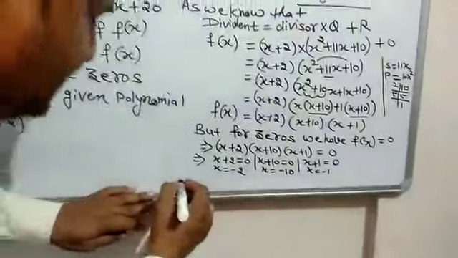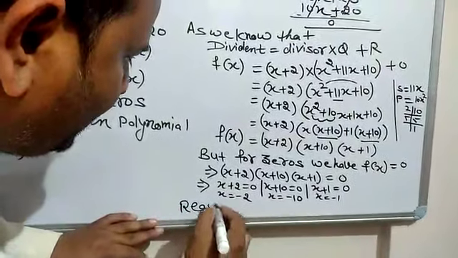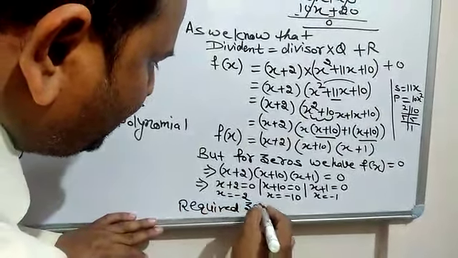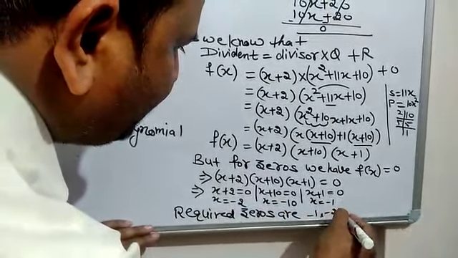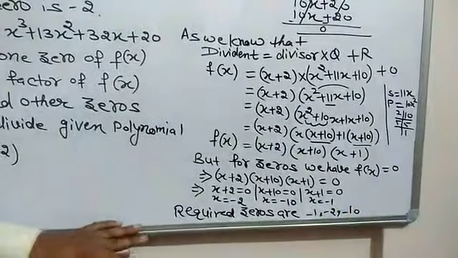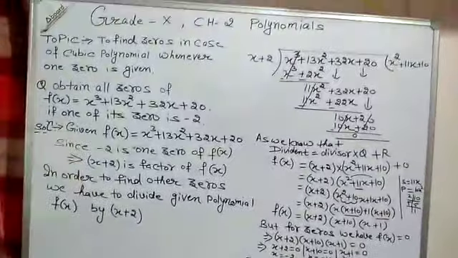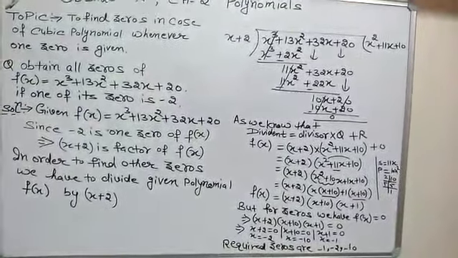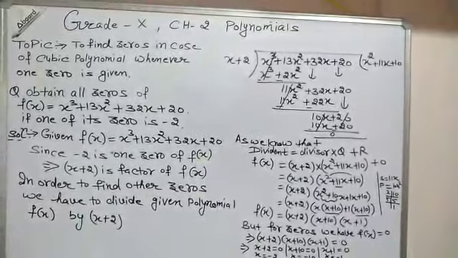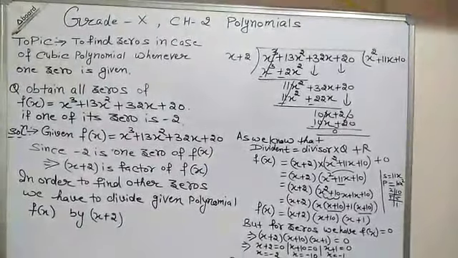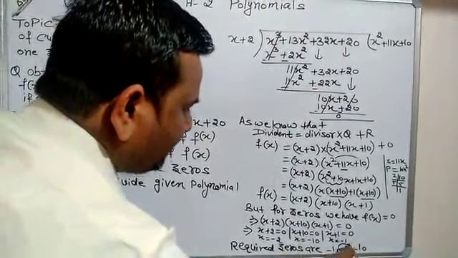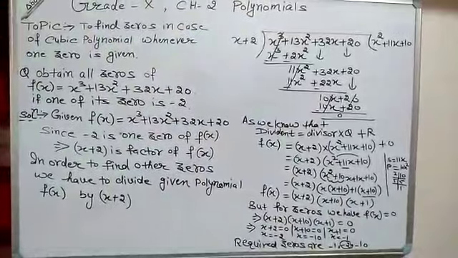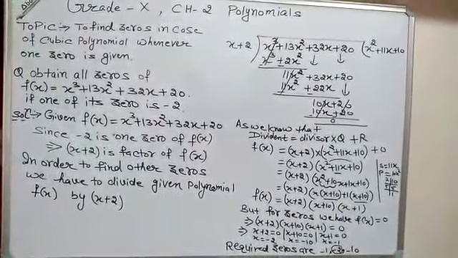So our required zeros are minus 1, minus 2 already given, and the third one is minus 10. So students, these are our required zeros for the given polynomial x cube plus 13x square plus 32x plus 20, whenever one zero, minus 2, is given to us. This is given to us, and the rest of the zeros we find in this way. Hope you understand the way to solve this question.